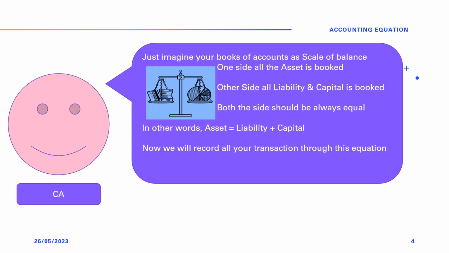Now we need to imagine that the books of accounts is a scale of balance, where one side contains all the assets and the other side contains all the liabilities and capital. In order to check whether a transaction is correctly passed in the books, both the sides shall always be equal. In other words, asset is equal to liability plus capital.